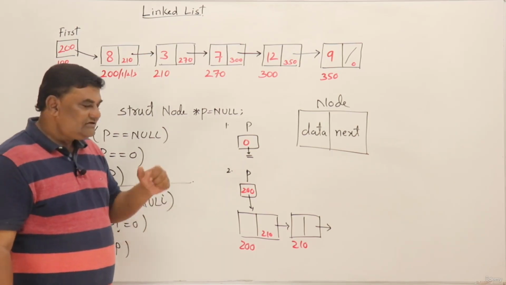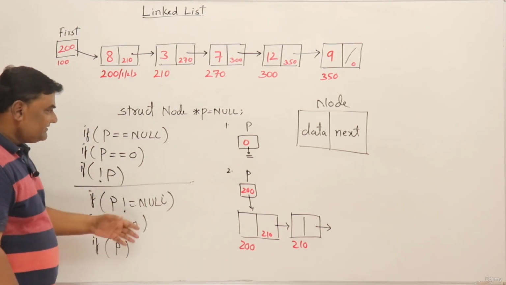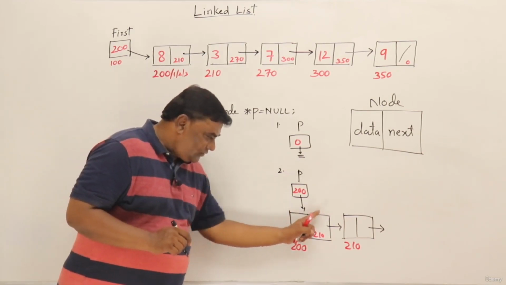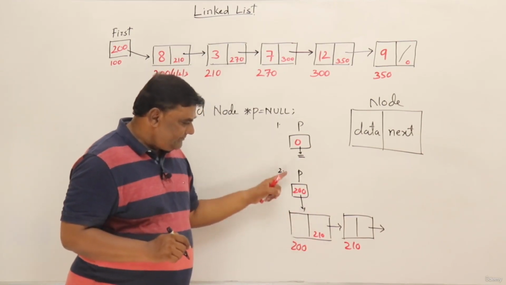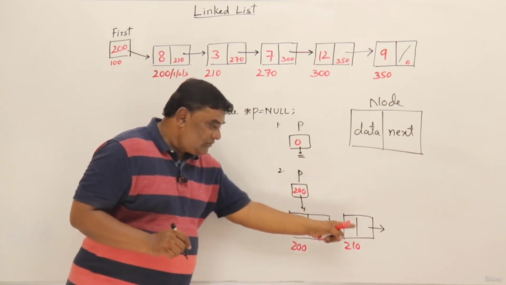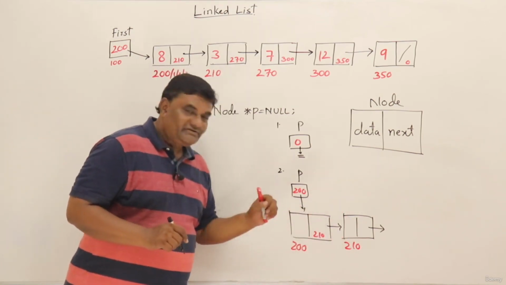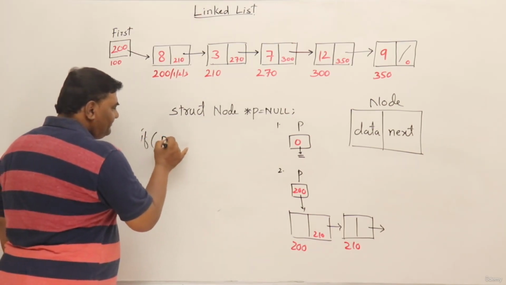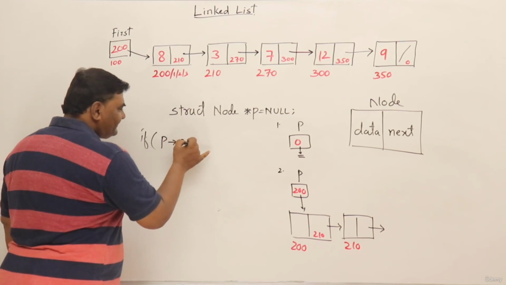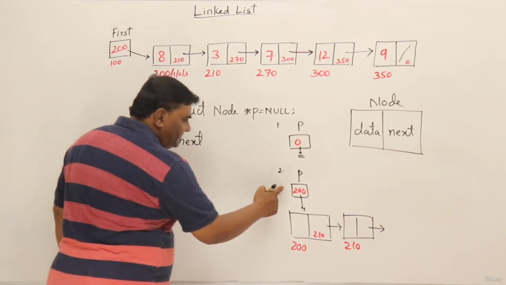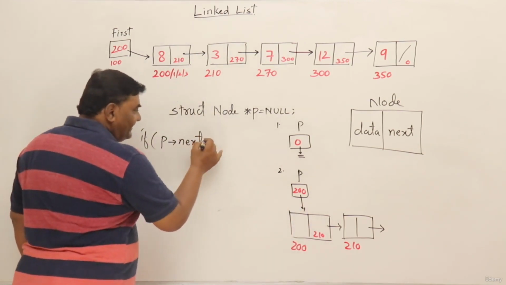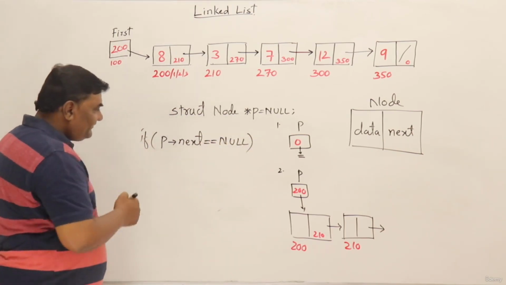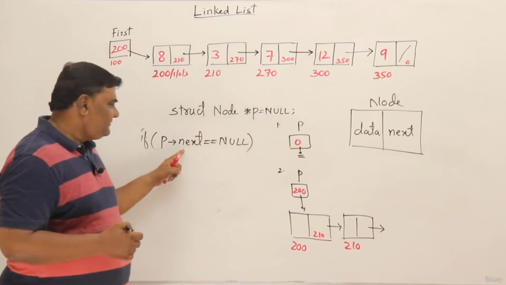Now I have one more condition to show. So for that I'll remove this. Now one more condition. I want to know whether after node P, let us call this node P because P is pointing here, there is some more node or not, or P is the last node. So let us see this. If P next, that is P arrow next, is equal to null or 0, then this condition will be true.